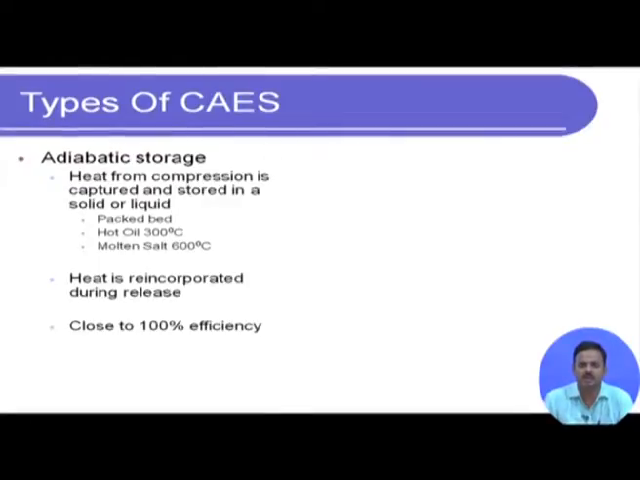Adiabatic storage we already talked about. Heat from the compression is captured and stored in a solid or liquid, which is what we saw in that regenerative heat exchanger. Packed bed, hot oil, and molten salt are all different types, and the heat is reincorporated into the compressed air during release. It is close to 100% efficiency if, as I said, the off-peak storage and peak release happen within a day. Otherwise, the regenerative heat exchanger itself will lose the captured heat, and in the reservoir itself the compressed air will also lose some amount of heat. Clear?